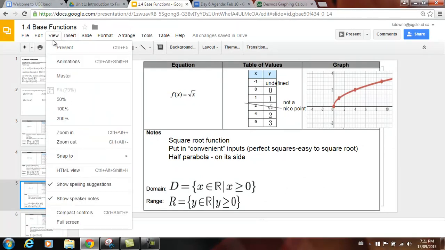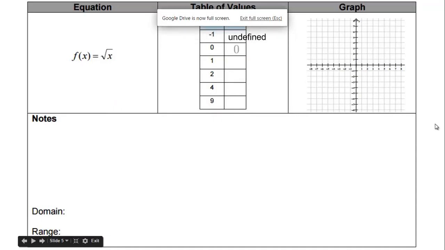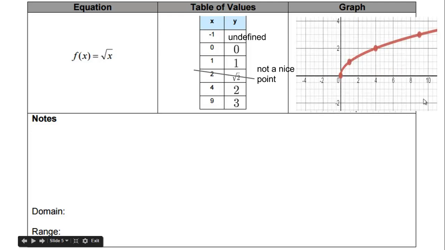And so we go back to the note and we say, well, -1's undefined, 0 gives 0, 1 gives 1, 2 is √2, which we don't really use because it's not a nice point. So it's really hard to graph that, and so we just don't use it. Instead, we actually use 4 and 9, which we can square root nicely. When we plot those on the grid, we get something that looks like this, and it goes forever in that direction because you can keep taking the square root of positive numbers.